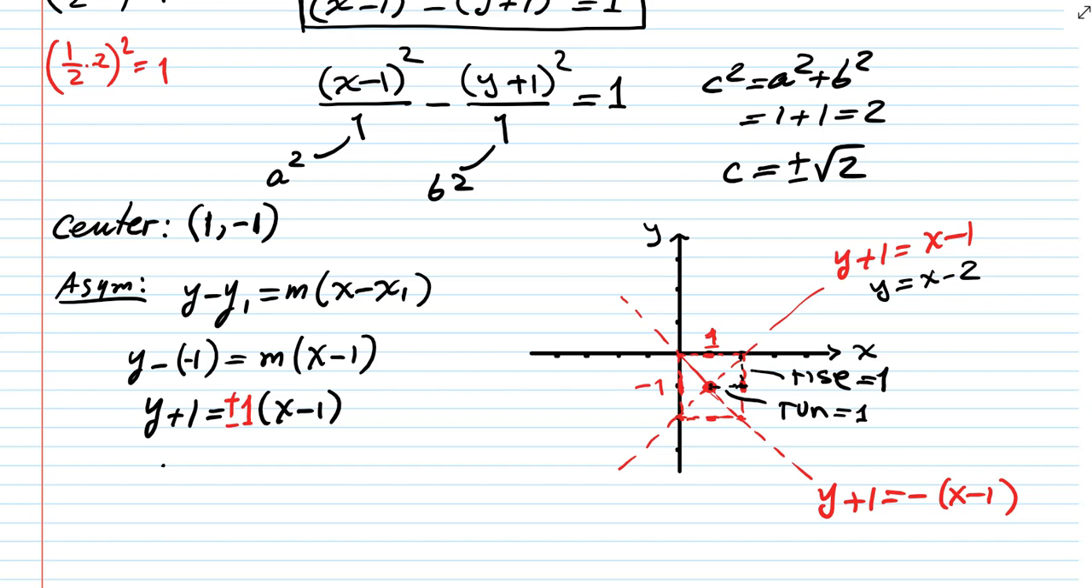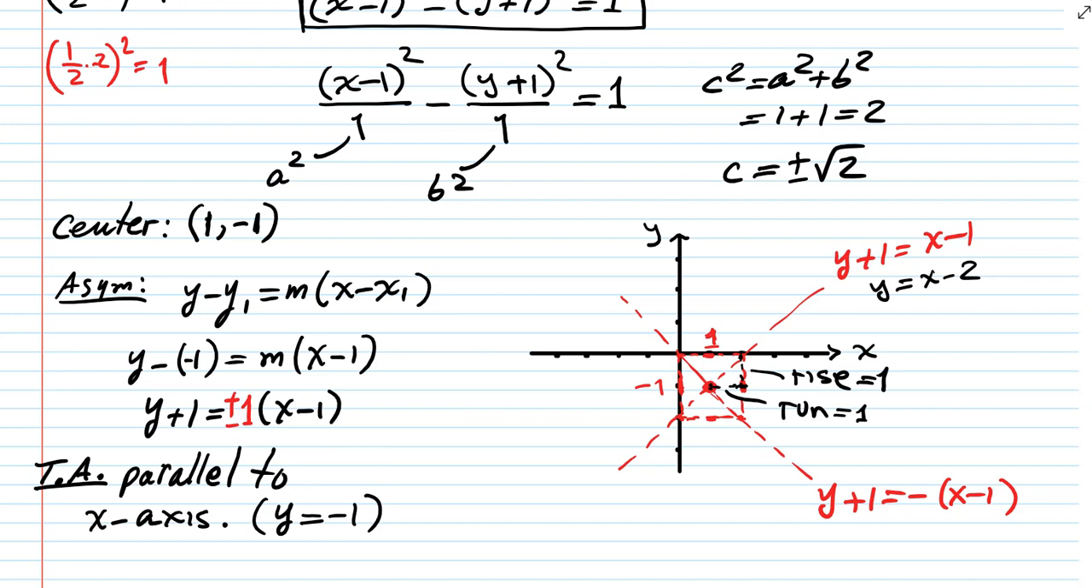Okay, we got the asymptotes done. And let's graph it. Horizontal transverse axis. Speaking of the transverse axis, because we have a sideways hyperbola, the transverse axis is going to be parallel to the x-axis. And if you want, the equation of it is y equals -1. And it's this one right here. You see that?